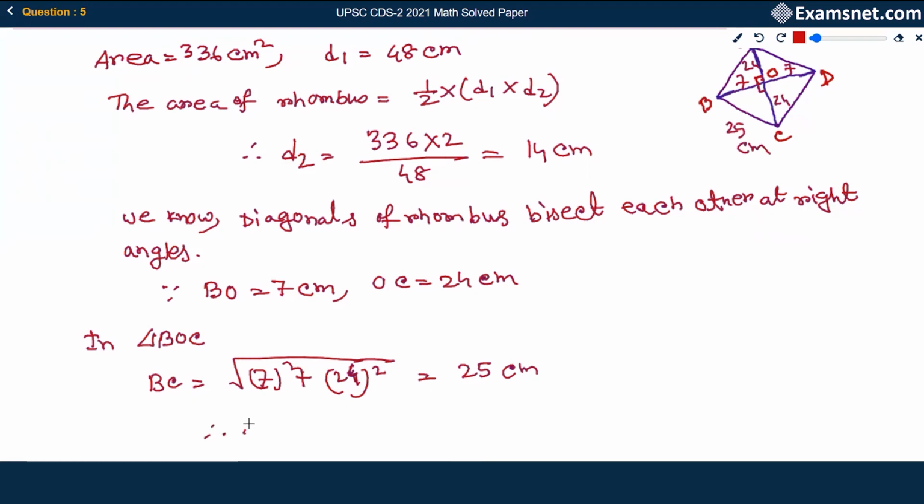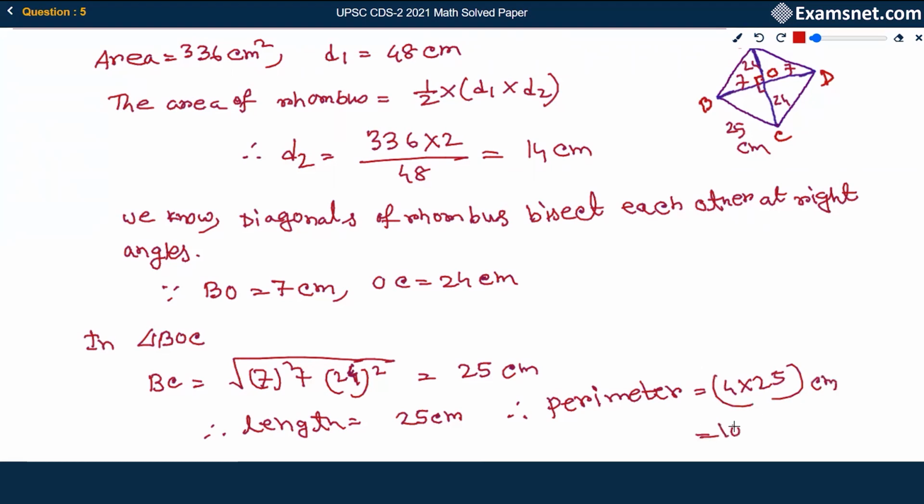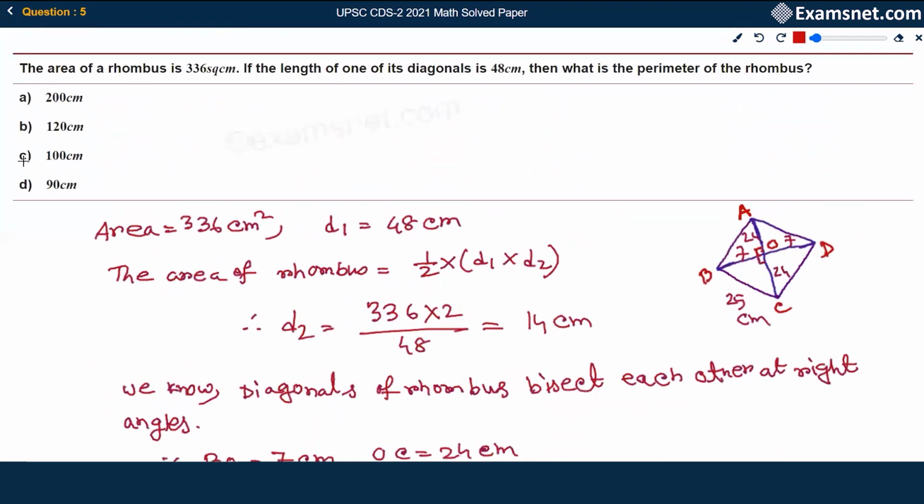So therefore, the length is 25 centimeter. So the perimeter of the rhombus, we know the formula for perimeter, that is 4a, where a is the length of one side. 4 multiplied by 25 centimeter, 100 centimeter. Let me check the answers. Here option C is the correct answer.